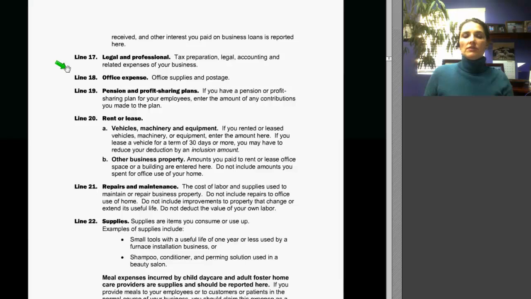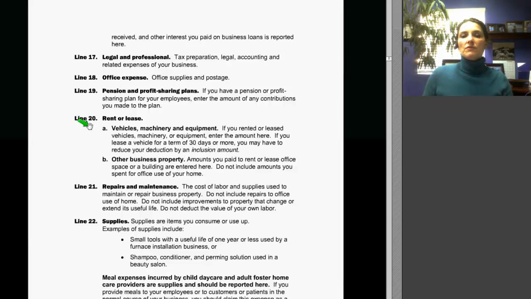Office supplies and postage are entered on this line, along with other things relating to your office-type expenses. Line 19, pension and profit-sharing plans. If you have a pension or profit-sharing plan for your employees, enter the amount of any contributions you made to the plan here on line 19. Line 20, rent or lease. A, vehicles, machinery, and equipment. If you rented or leased vehicles, machinery, or equipment, enter the amount here.